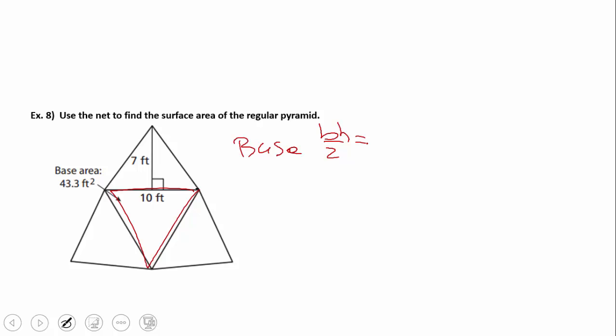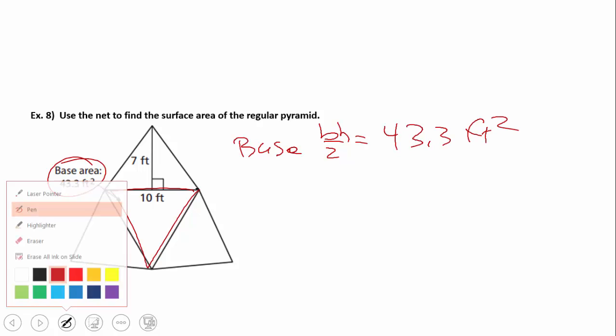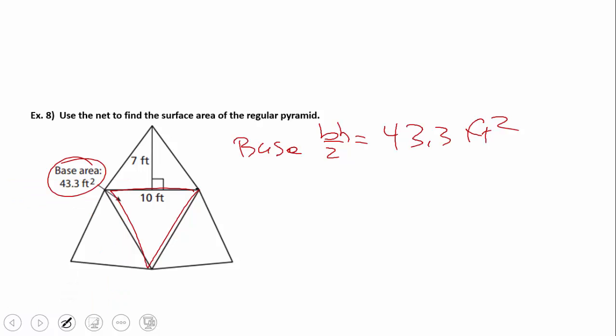Wow, they already gave us the base area. I didn't even notice that at first. Base area, 43.3 feet squared. So they already gave that to us. How nice. Awesome. And now we're just going to do the lateral faces. There's 3 of them. We know they're the same because it's a regular pyramid.